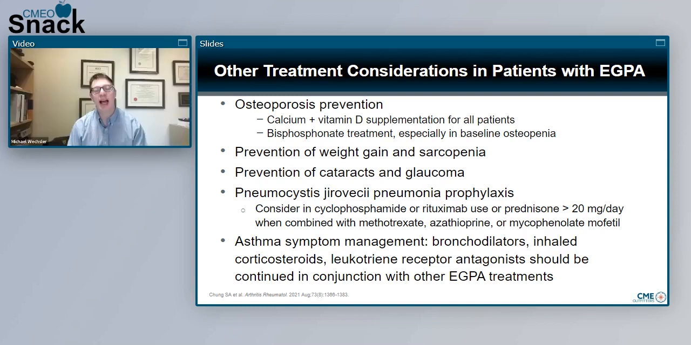Don't forget to treat asthma, by the way. So I see a lot of patients who will continue to have respiratory symptoms and asthma symptoms. So continue to use bronchodilators, continue to use inhaled corticosteroids. It's okay to use leukotriene modifiers as well. And also for patients who are on higher doses of corticosteroids, we generally add on, if they're on 10 milligrams or more, some sulfa drugs for PCP or PJP prophylaxis as well.